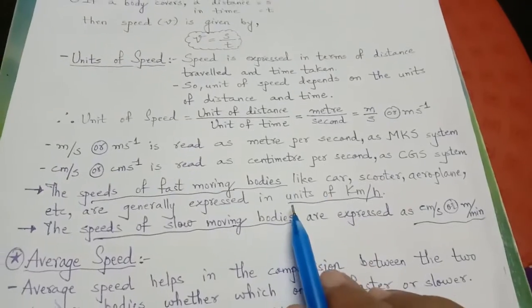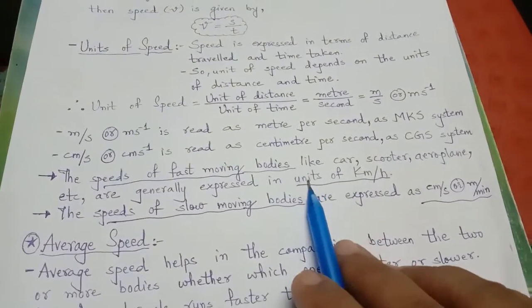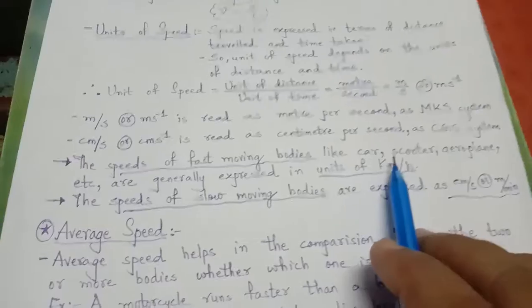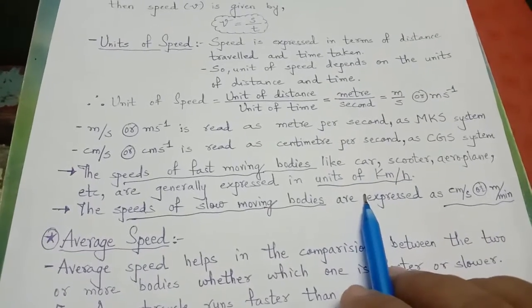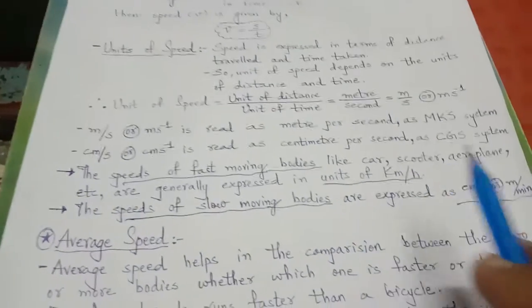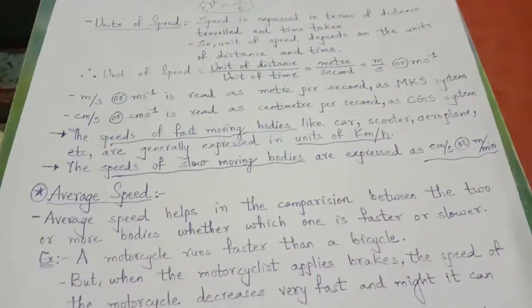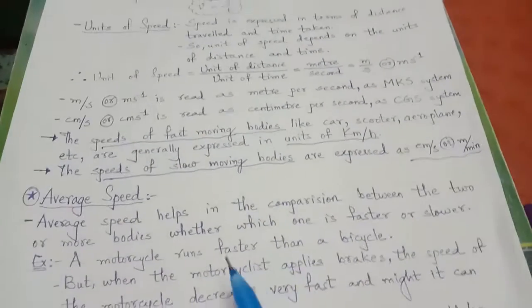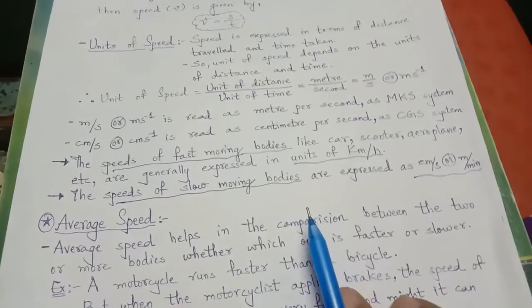But while calculating the numericals, we will always have to convert whatever unit is given into the standard unit, that is called SI unit, and it will always be meter per second. Right?